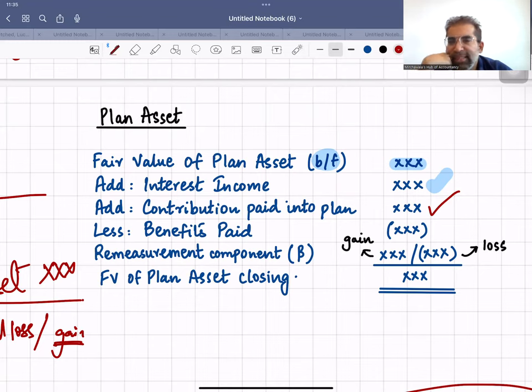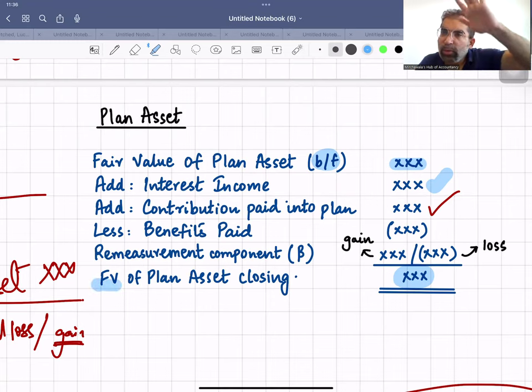Now the last, easy thing. Finally, see it is written, plan asset is recorded at fair value. So you have to write the fair value of plan asset at the end. Now there is an issue: fair value means market value, and market value may go up and down. So once again there will be some balancing figure, and these balancing figures are again called the remeasurement component.